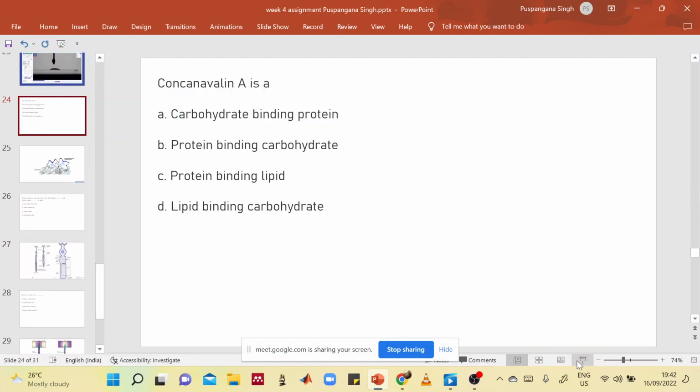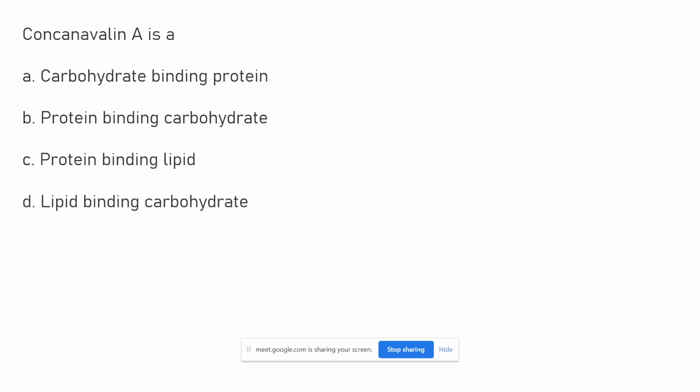Okay. So moving on to the next question. Concanavalin A is a carbohydrate binding protein, a protein binding carbohydrate, protein binding lipid, or a lipid binding carbohydrate. Yeah, so concanavalin A is a carbohydrate binding protein.